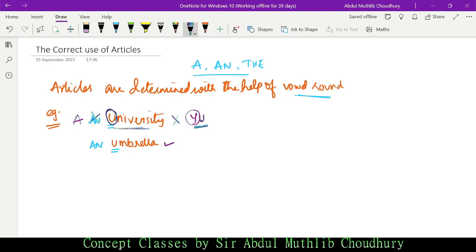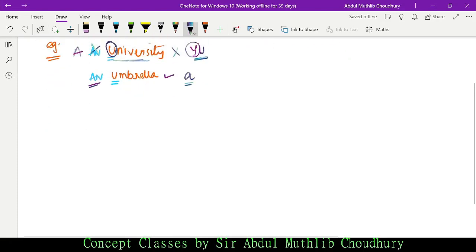Is it all right? And in the second instance, we can see umbrella, which starts with the sound uh. Is that a vowel? Yes. So we can write an. I hope this basic difference is clear. Then moving on to the concepts on articles.